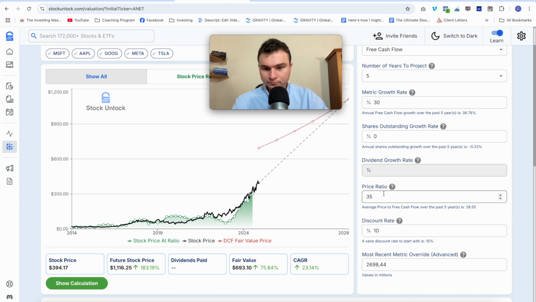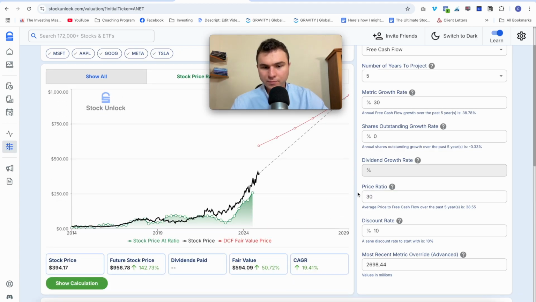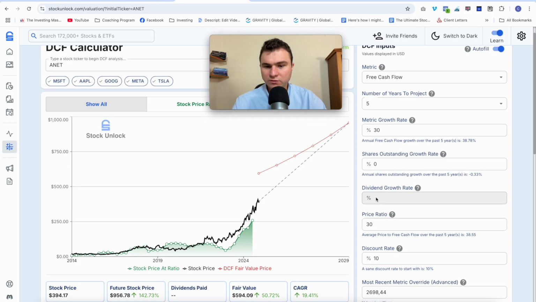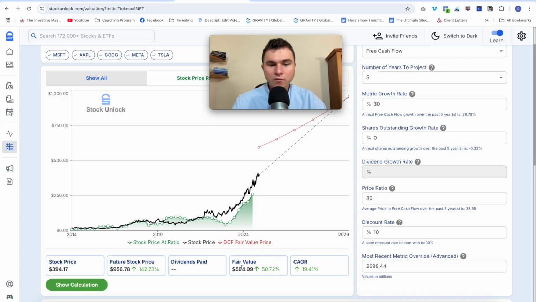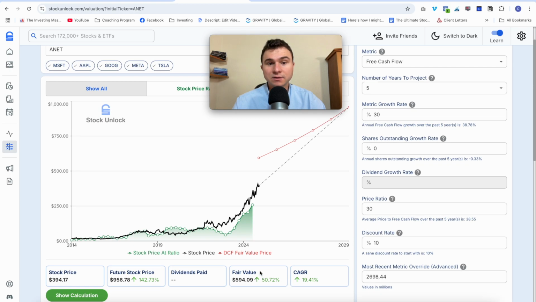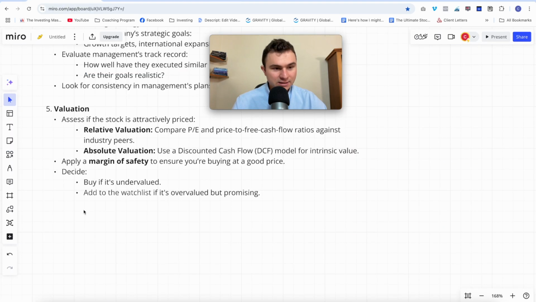So if the business has a price to free cash flow of 30 with an expected free cash flow growth of 30, you have a fair value which is double the current price. So you have a margin of safety of 50%. That's conservative. So maybe don't buy when it's expensive, don't buy at fair value, buy when it's cheap. And you can play with the numbers to work out a clear valuation process.